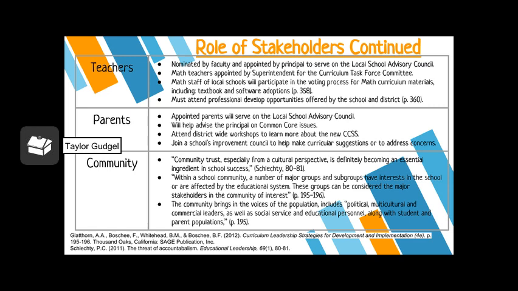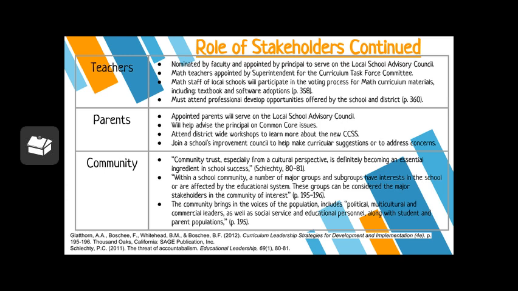The next stakeholders that we will look at are the teachers, who are nominated by faculty and appointed by the principal to serve on the local school advisory council. Math teachers are appointed by the superintendent for the Curriculum Task Force Committee, and math staff of local schools will participate in the voting process for math curriculum materials, including textbook and software adoptions. Teachers must attend professional development opportunities offered by the school and the district.